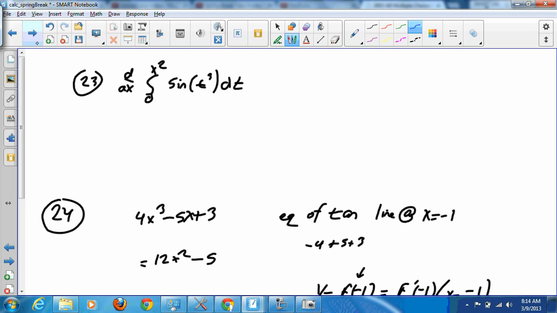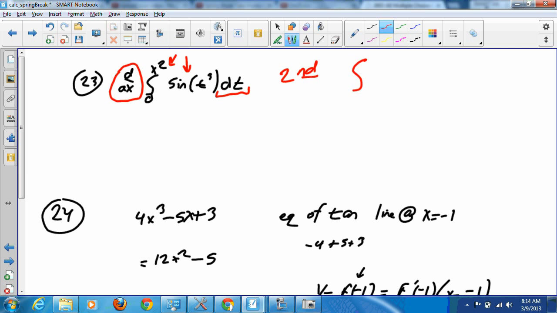Okay. Let's look at 23. This is asking us to take the derivative of the integral, but we notice here that this is in terms of t, but they have an x squared in the upper limit there. So you should be thinking, let's use the second fundamental theorem of calculus.